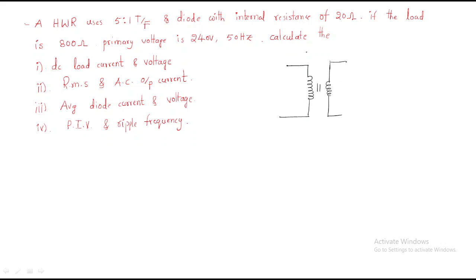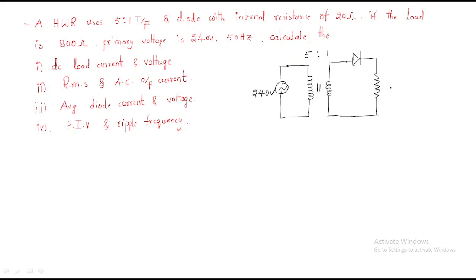This transformer has a turns ratio of 5:1. That means the primary to secondary turns ratio is 5:1, and the applied input voltage is given. This is the AC supply, 240 volts, and it is a half-wave rectifier, that's why it has a diode, and it is connected to some load.